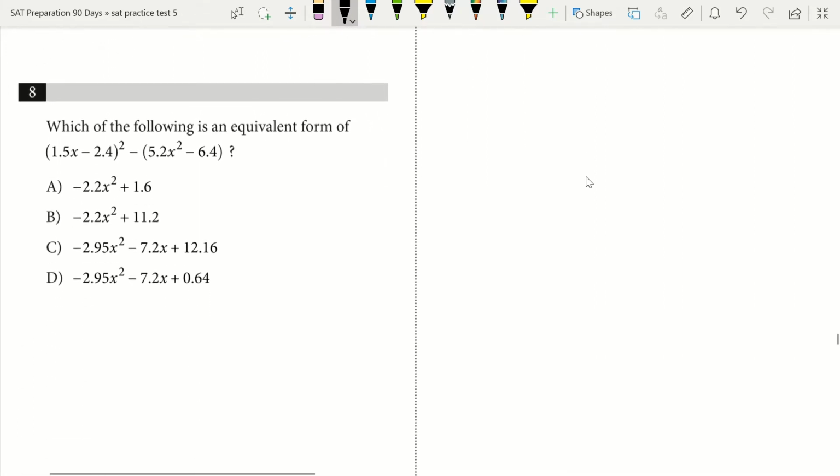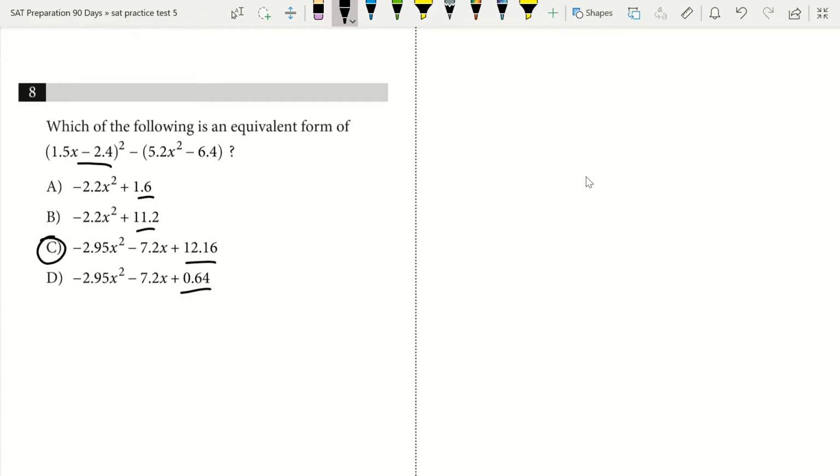Which of the following is an equivalent form of 1.5x minus 2.4, all that quantity squared? We got this right here. Okay, first thing I see immediately is I'm going to look for a difference between A, B, C, and D. I see my differences in my last digit here, so I'm just going to go ahead and solve for that. So I've got negative 2.4 times negative 2.4. That's going to give me 2.4 squared, so I'll plug that in my calculator. 2.4 squared. Next thing I've got is I've got minus negative 6.4. That's a plus 6.4, so I add 6.4 to that.